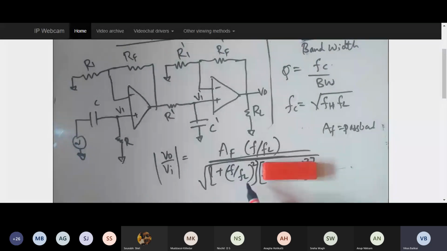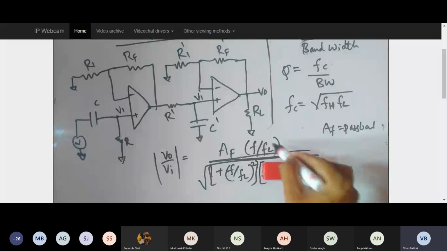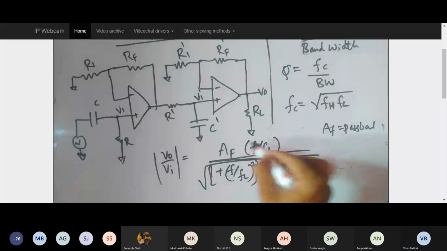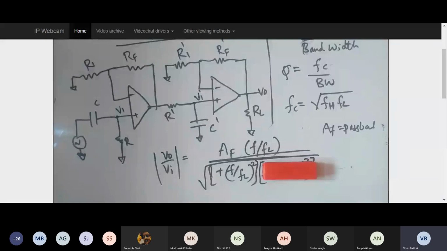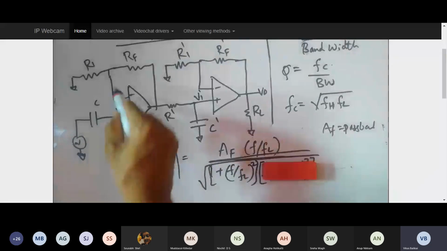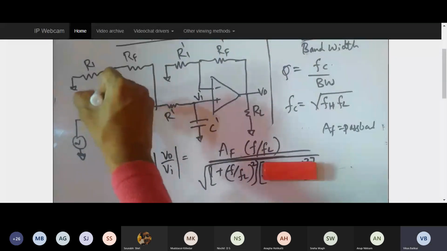So if FL is coming into picture, what exactly does that mean? FL is coming whenever I use a high pass filter. And if I look over here, is it not behaving like the first order high pass filter equation? The high pass filter equation is AF multiplied by F by FL, whole divided by 1 plus F by FL whole square. And why is the first term high pass only? Because the first circuit here I am writing is high pass, and then it will be low pass.